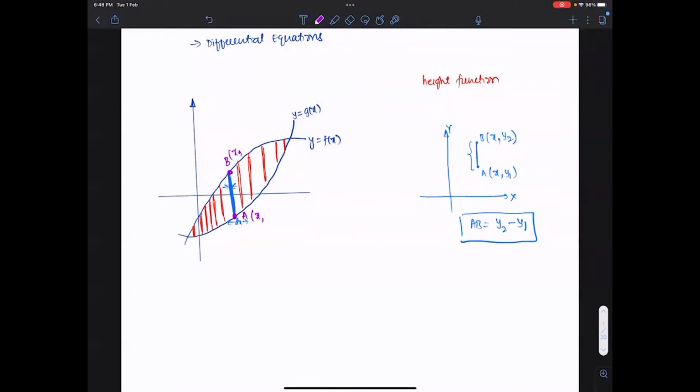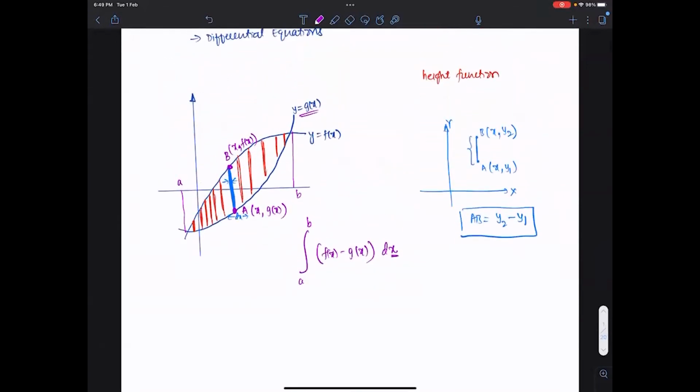Now what will be the y coordinate of point A? It is on y equals g of x, so the y coordinate will be g of x. What is the y coordinate of point B? F of x. So what will be the height function here? F of x minus g of x. This will be the height of the rectangle. And what is the width of the rectangle? Dx. And if you add them, this integration symbol is nothing but adding them. So integrate, the variable of integration is x, starting from a to b, if the points of intersection are a and b. This will be the area. Okay, same thing what we do.